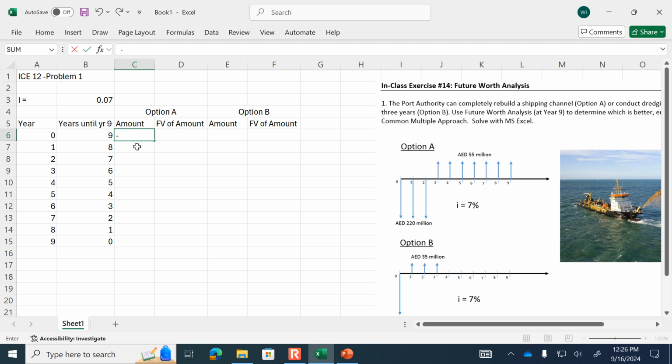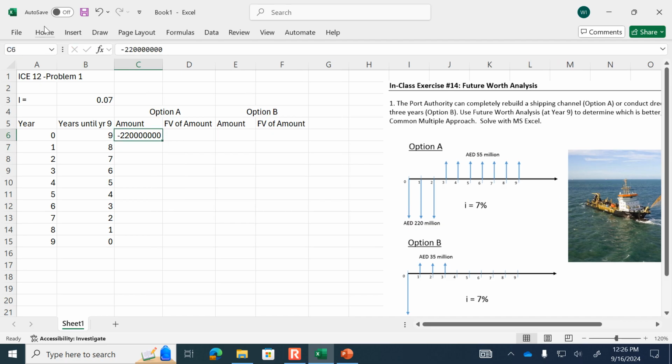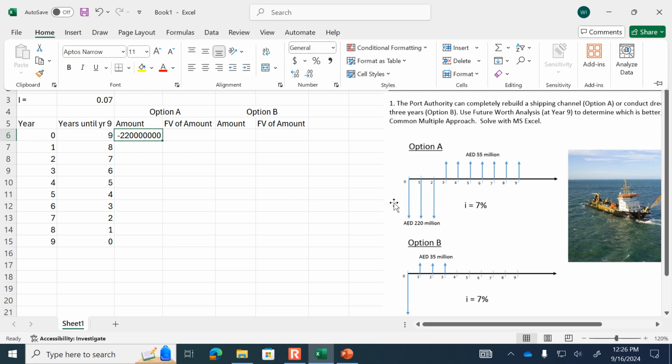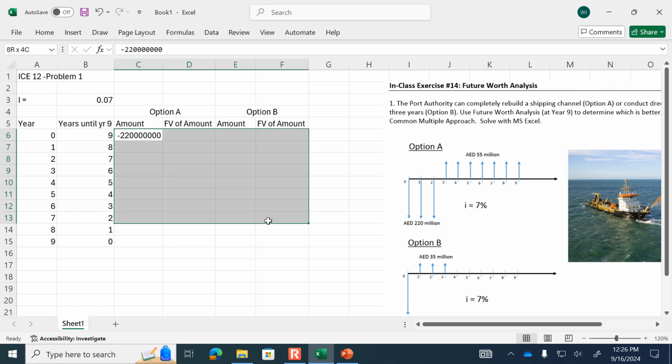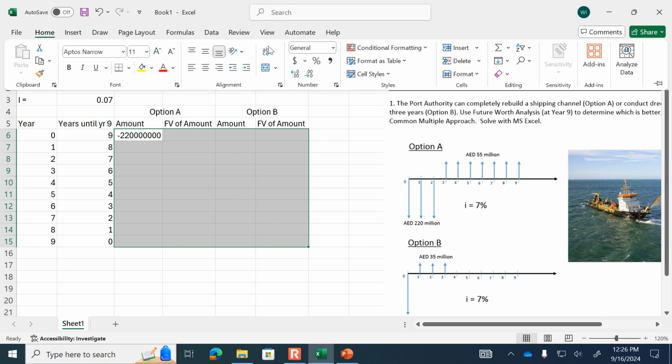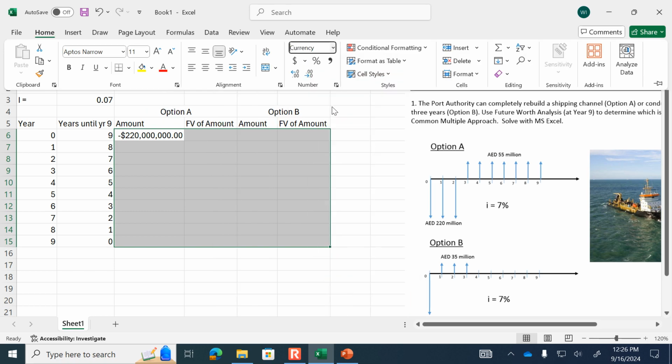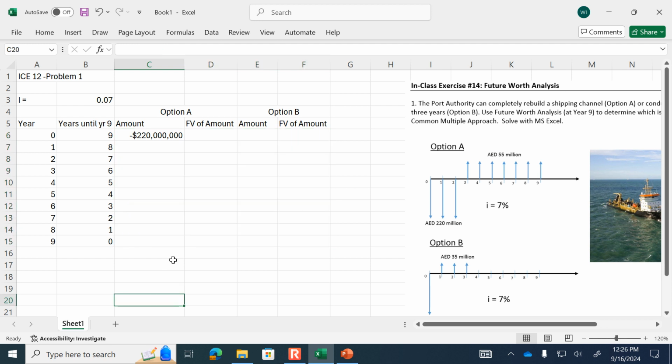amount, $220 million. Although it says AED, which is dirhams, just for simplicity, let's change it to dollars. Let's assume this is dollars. So I've done currency, and then I'm going to decrease decimal to get rid of the cents. There's already too many numbers on the screen there, so by decreasing the decimal, I'll only have it show dollars and not cents.